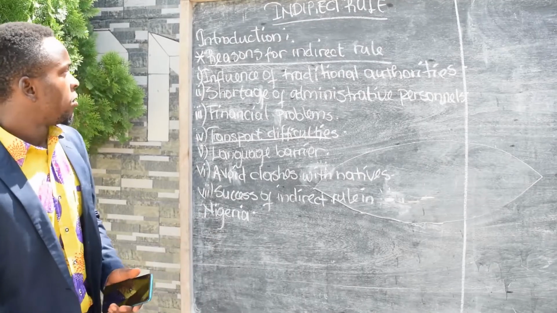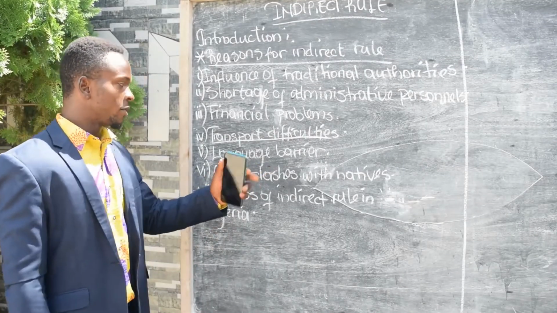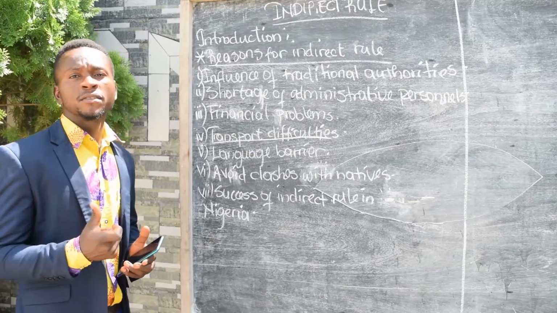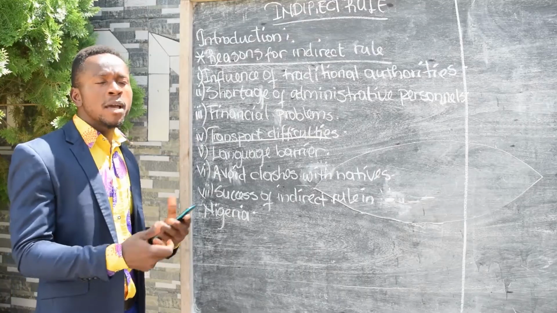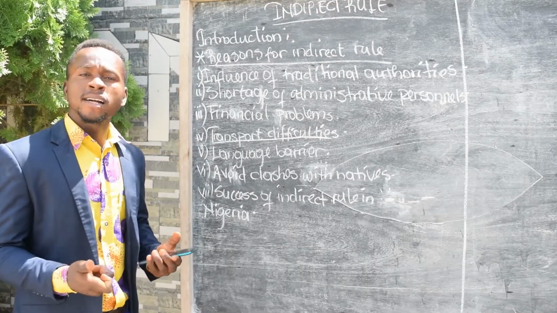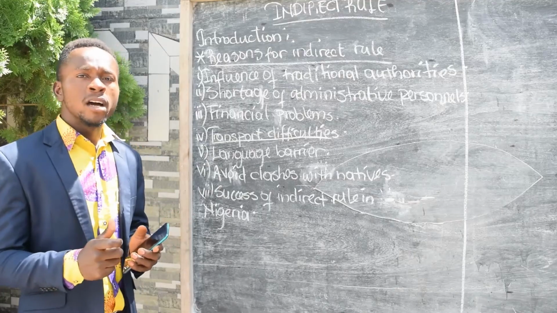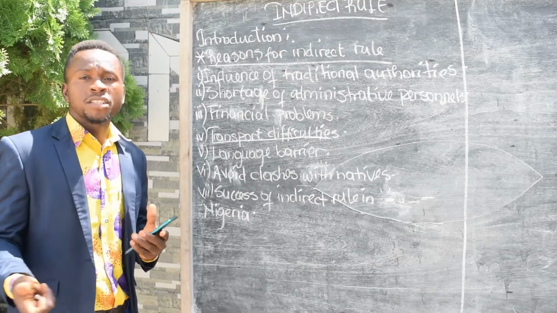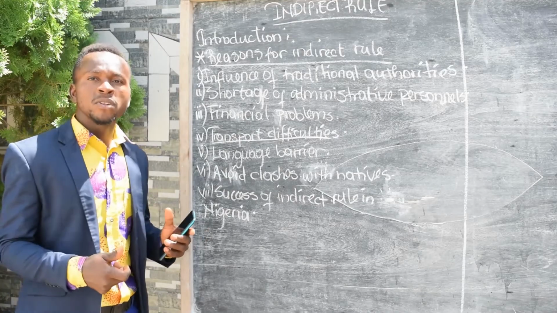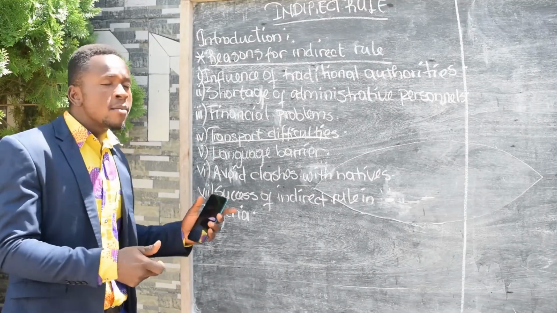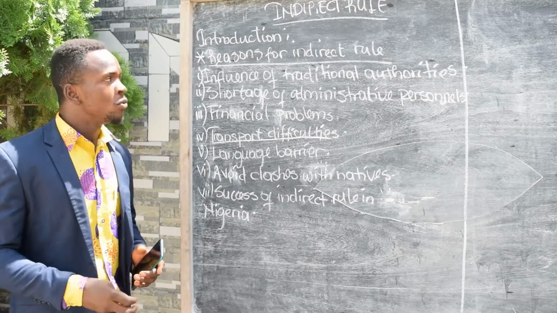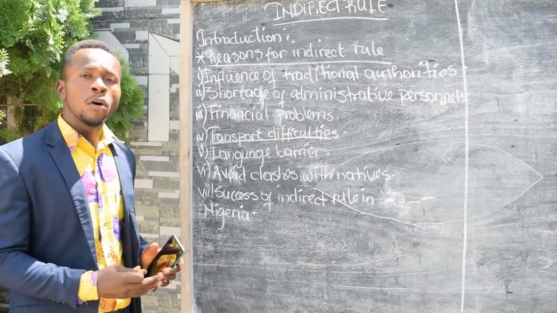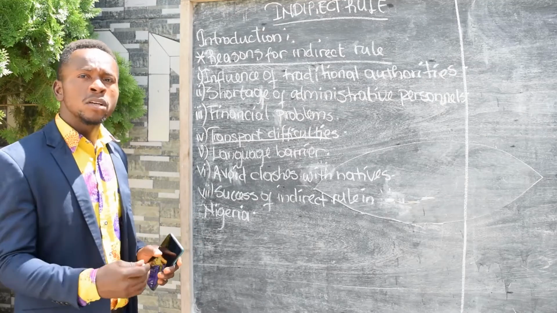Okay, the other reason for indirect rule is to avoid clashes with natives. European powers wanted to avoid clashes with the natives, because they never wanted to have problems with the natives, like native resistance. Because if they had come and ruled the natives directly, they would have had so many clashes and so many problems with the natives. So in order to avoid problems and clashes with the natives, they had to use the policy of indirect rule. So that was another reason for the implementation of indirect rule in Cameroon.